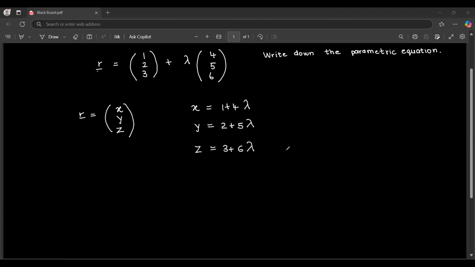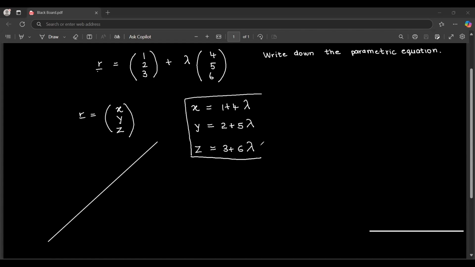We can use this to make sure if a point is present on a line or not. Let's say this is the line that is represented by r equals 1, 2, 3 plus lambda 4, 5, 6. That is given in the parametric form: x equals 1 plus 4 lambda, y equals 2 plus 5 lambda, z equals 3 plus 6 lambda. So let's say this is given to us.